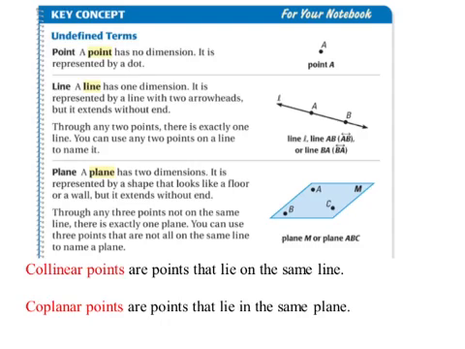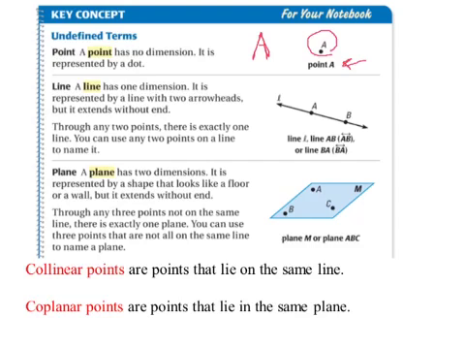Okay, so let's write down what these undefined terms are. These are more vocabulary words, and I require you to put these in your notes. So first we have a point. It has no dimension. It's represented by a dot. So we have a dot here. You can call it point A, or you can write point A.